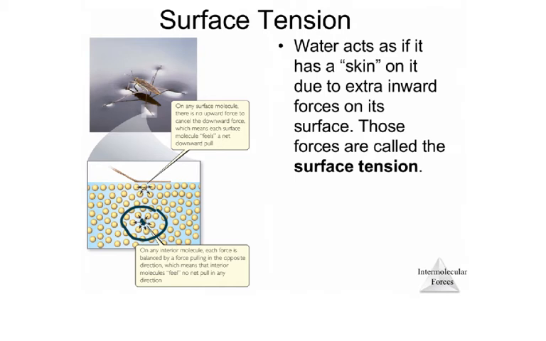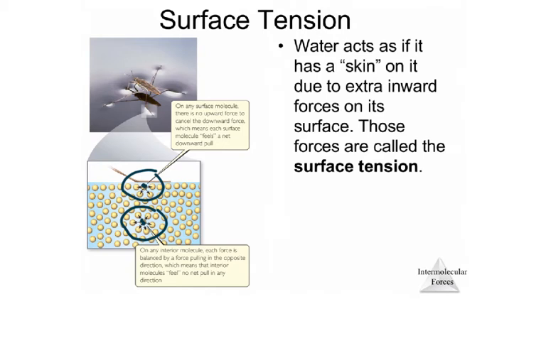Now, when you look at a particle on the surface, you're going to notice that balance does not exist. So on any surface molecule, there is no upward force to cancel the downward force. You could see that the particles on the surface, there is a downward force, but notice that there's no upward force to cancel that downward force out. Now, what does that mean? It means that each molecule on the surface feels a net downward pull. So, how does that cause these insects to kind of stay afloat?